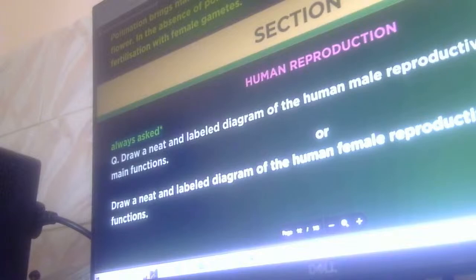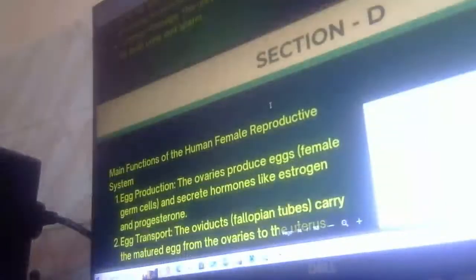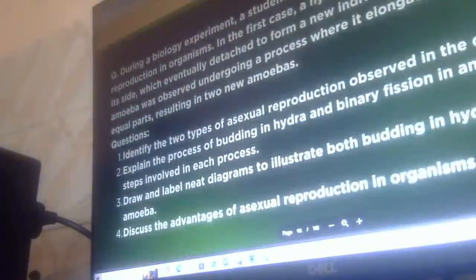Always asked. So I have to learn the diagram now. Biology experiment. Which Hydra? Small bud. Amoeba, that is binary fission. Hydra is budding, and Amoeba is binary fission.